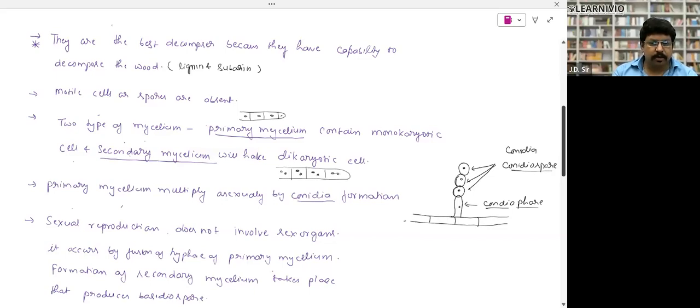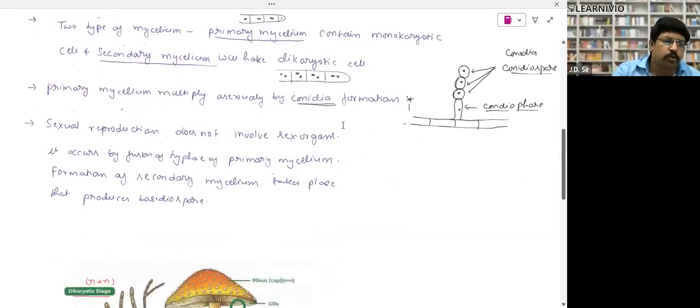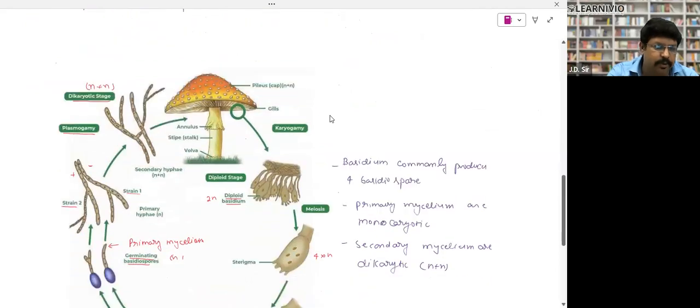So this is the dikaryotic cell. Primary mycelium multiplies asexually, actually by conidia. This is the conidiospore, this is the conidiophore. So conidia is the second important question. The third: sexual reproduction does not involve sex organs. It occurs through the fusion of hyphae; primary mycelia fuse and form secondary mycelium, like this.